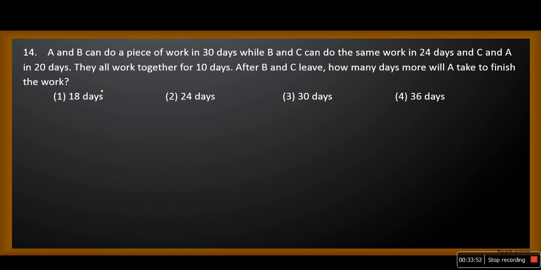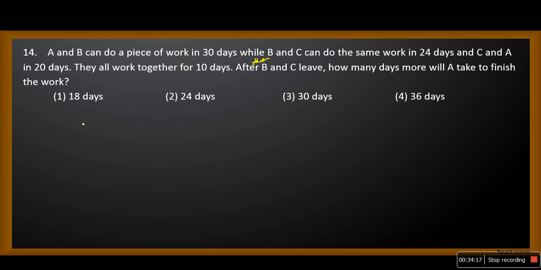Now A and B can do a piece of work in 30 days. B and C can do the same work in 24 days. C and A in 20 days. They all work together for 10 days. After that B and C left, how many days more will A take to finish the work? Here after that B and C leave.